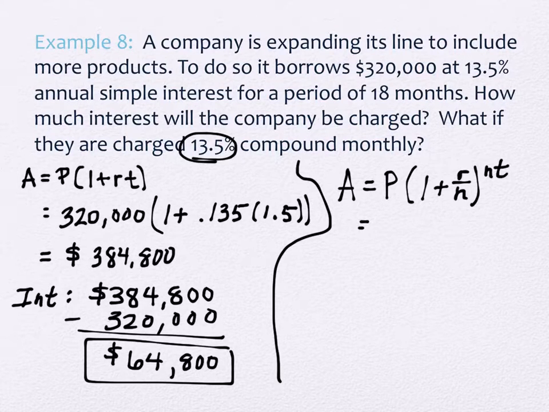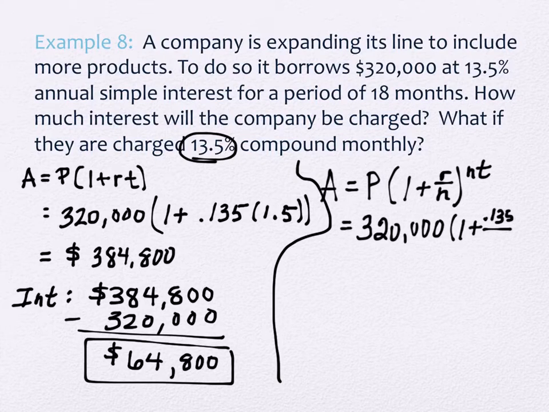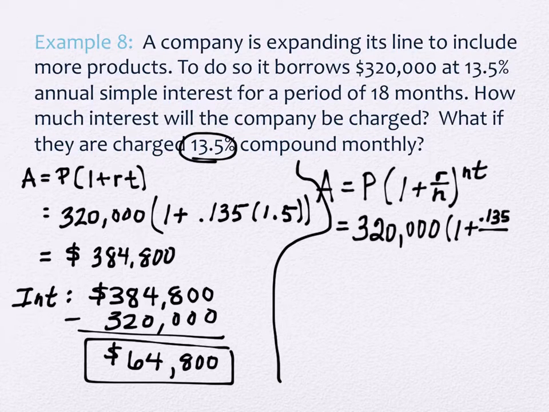What's P again? The principal, $320,000, right? 1 plus, my interest rate, we already did that a moment ago, was 0.135. What is N in this problem? 12, because it said compounded monthly, right? 12. And this is raised to what power? 12 times 1.5, right.